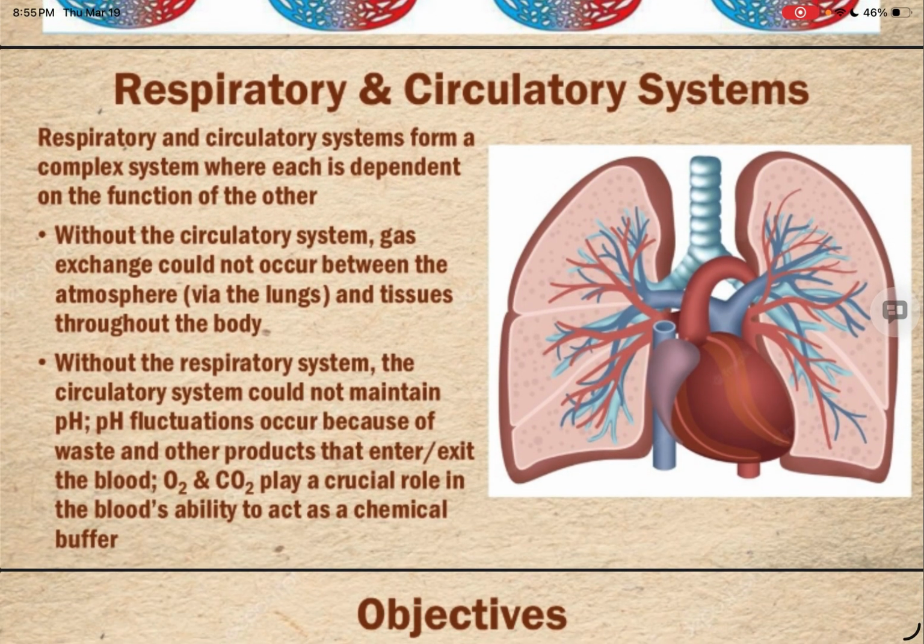So why are the respiratory and circulatory systems so vital? Well, they're so important because they both form a complex system where each is dependent on the other to function. Without the circulatory system, gas exchange could not occur between the atmosphere via the lungs and the tissues throughout the body. But without the respiratory system, the circulatory system cannot maintain the pH, and pH fluctuations occur because of the waste and other byproducts that enter and exit the blood. Our oxygen and CO2 also play a crucial role in the blood's ability to act as a chemical buffer.